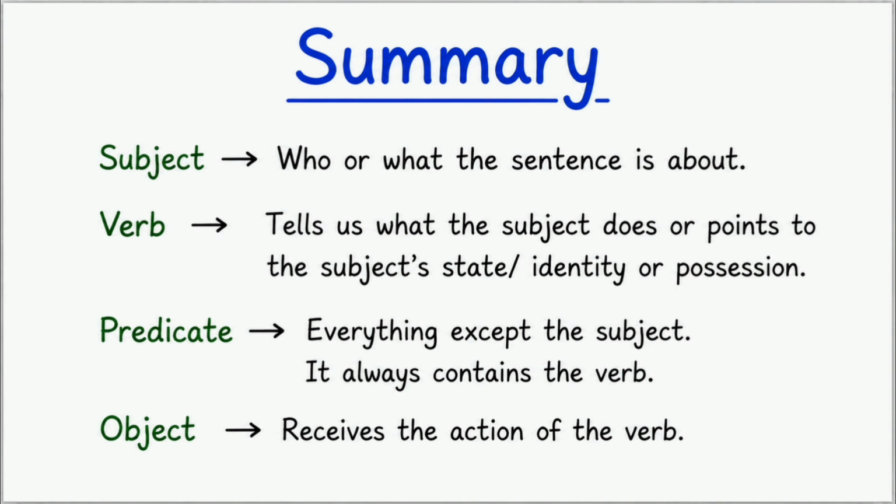So, to conclude, we can say the subject is who or what the sentence is about. Verb tells us what the subject does or points to the subject's state or identity or possession. Predicate is everything except the subject. It always contains the verb, and the object receives the action of the verb.